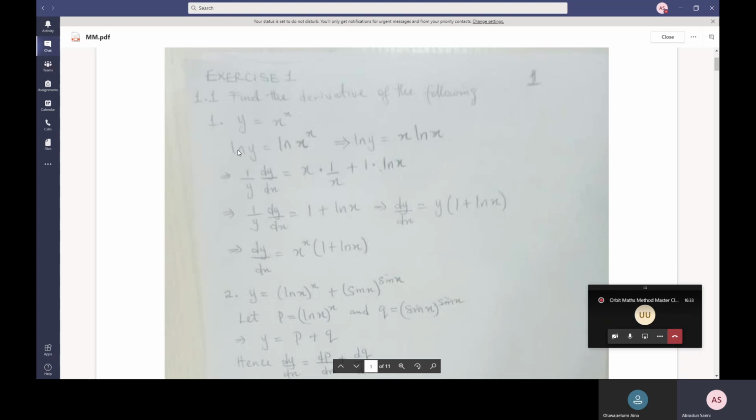After taking ln of both sides, you can see I added ln to y, then I added ln to x to the power x. So what's going to happen? If you have ln of x to the power x, the power is going to come to the front of the log function. If you have log a raised to b, it's the same as b log a. So ln x to the power x becomes x ln x, as you can see here. Are you following? Yes. So now, since you are able to achieve this, what happens next?